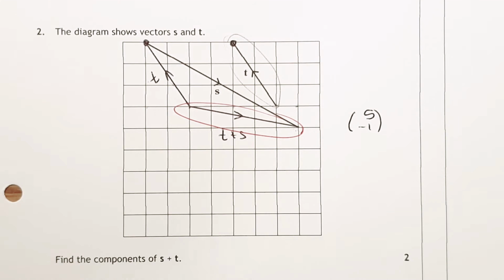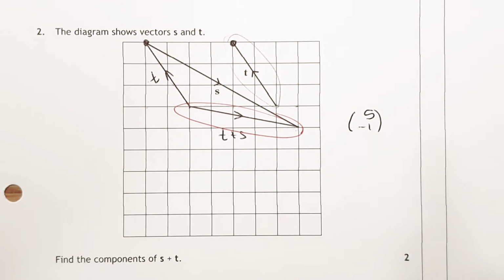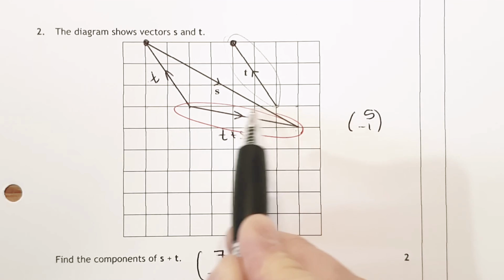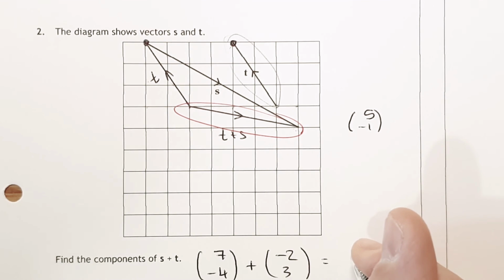But as I said, what we could have done is just written down the components of the 2 separate vectors. If we'd done that, vector s would have been 7, -4. And you'd be adding, now we're going left 2 and up 3 for t. So that's adding -2, 3. And that gives us 5, -1. So that's an alternative way of doing the same question.